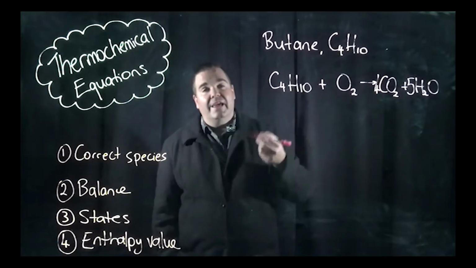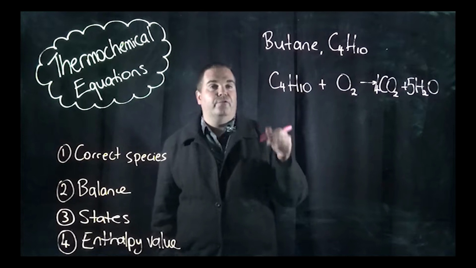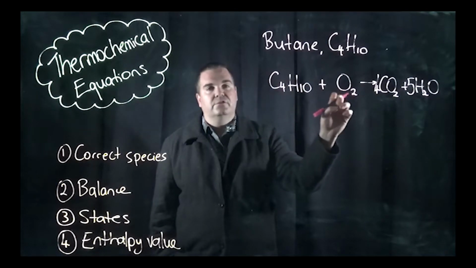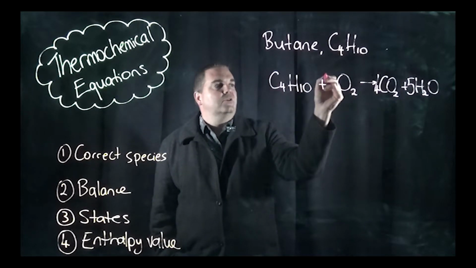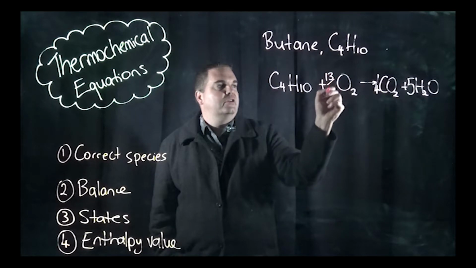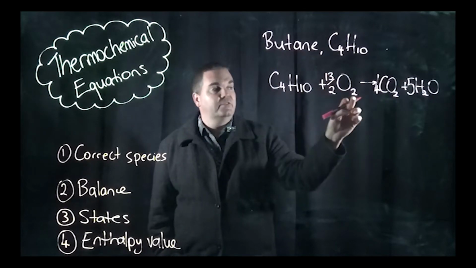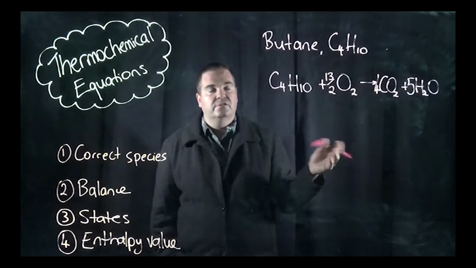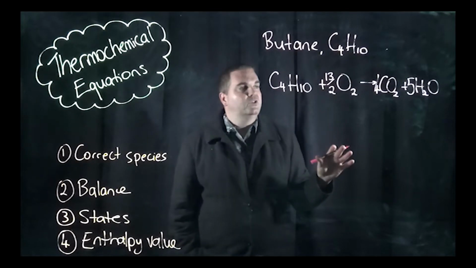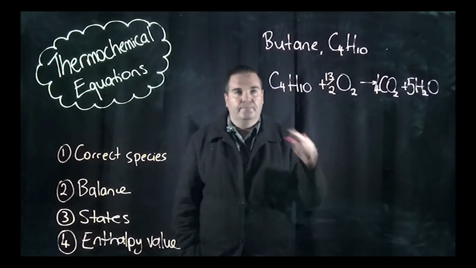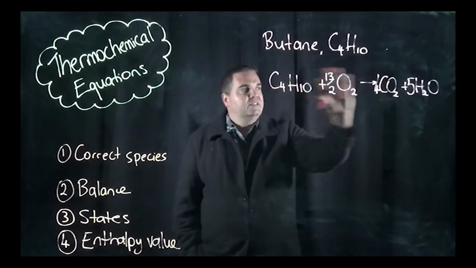Okay, now what you are allowed to do in chemistry is you're allowed to have fractions in it. So we need 13 oxygens here, which doesn't go nicely when we've got 2. So we need 13 oxygens. If we divide 13 by 2, and then we times it by 2, we're going to end up with 13 oxygens. So it's completely fine to put your fractions in there. Okay, so that's the equation.